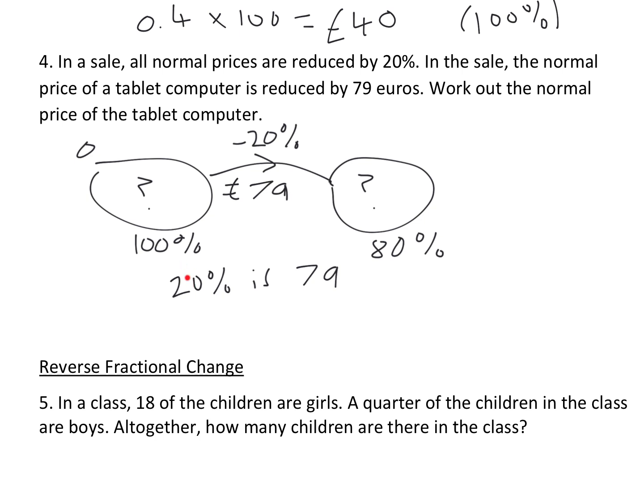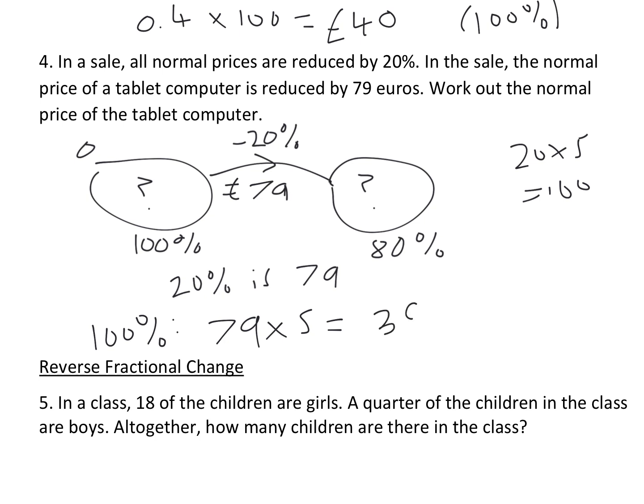Or if you already have 20%, you just need to multiply it by 5 to get 100%. 20 times 5 is 100. So to get 100%, you could do 79 times by 5, and that gives you £395. So that is the normal price. If you work out 20% of this, you should get 79. Doesn't ask it, but you could then work out the new price by taking off that €79.